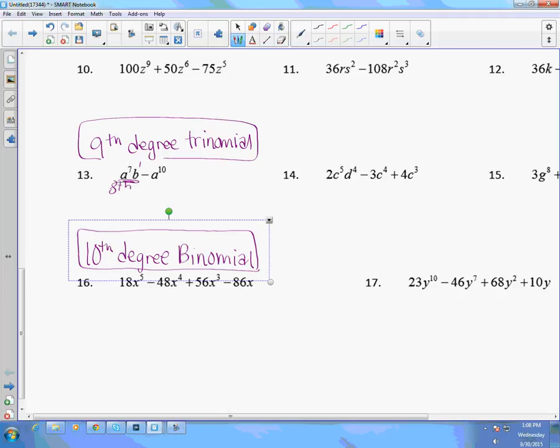And then I want to have multiple degrees. Number 14, right across from it. What's the degree of this term? 5 plus 4, which is 9. So this is the 9th degree, this is the 4th degree, this is the 3rd degree. So this is the highest, 9. So we say 9th degree trinomial.